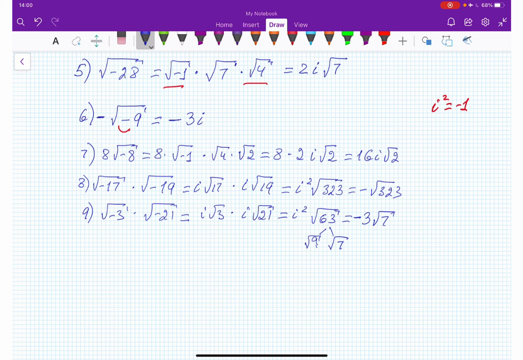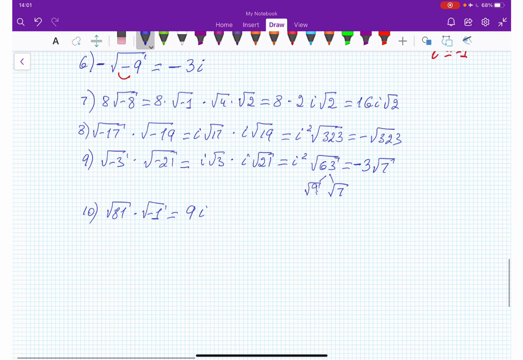Question number 10. Now we have one positive, one negative under square root. Let's see what's going to happen with this one. Square root 81 times square root of negative 1. Square root of 81 is 9. Square root of negative 1 is i. And we get the answer.